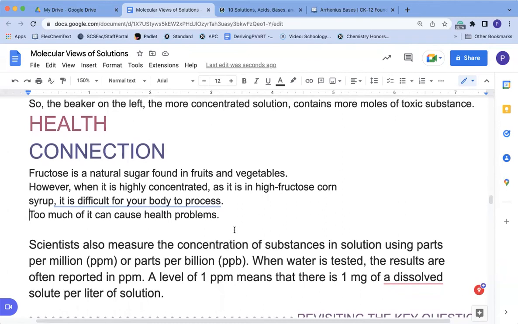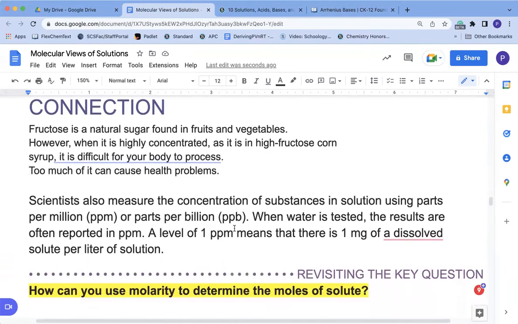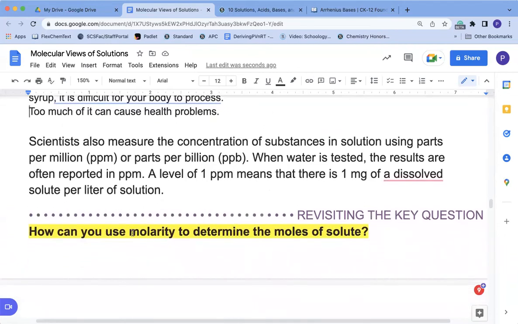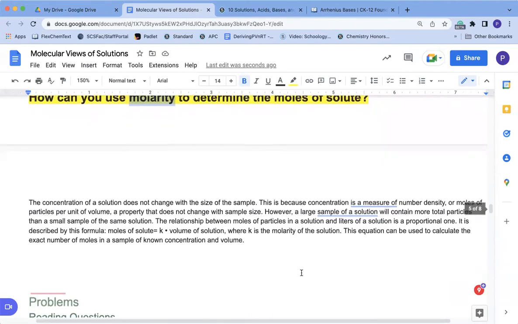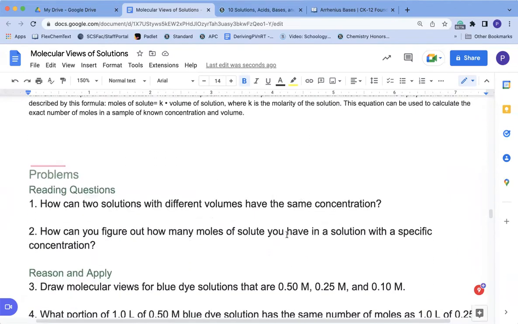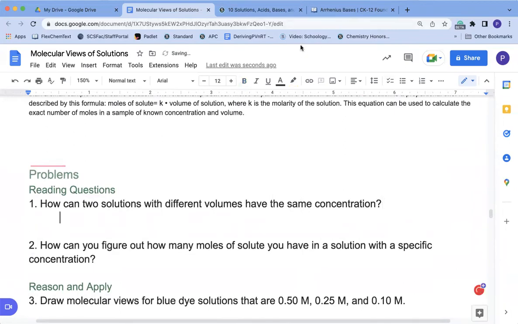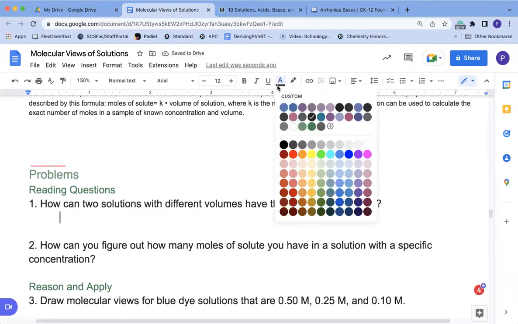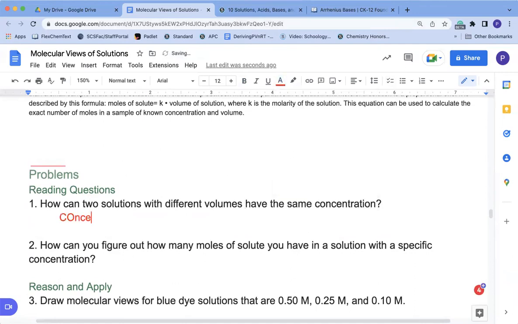Okay, there's another way of representing concentration, but we're going to go right past that. So how do you use molarity to determine the number of moles of a solute? Multiplication. You must take the ratio called molarity and multiply times liters. So how can two solutions with different volumes have the same concentration? Well, that's possible because concentration is a ratio.